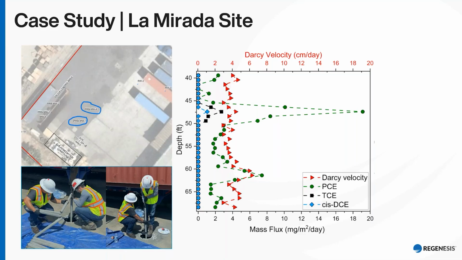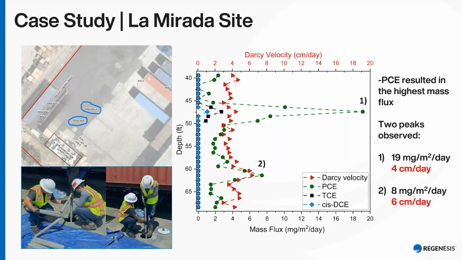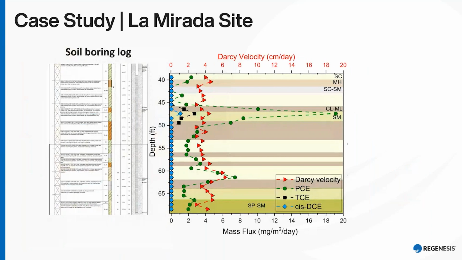Now, the reason why the Darcy is behaving like that compared to the mass flux, for that we need to look into the lithology is the first standpoint. But before that, we want to analyze here. There is a peak 1 and peak 2. This peak 1 is creating a mass flux of about 19, while the Darcy is about 4 centimeters per day, while peak 2 has a mass flux of 8 milligrams per square meter per day with a higher Darcy of 6. So this is the soil boring log data that was collected from this well.